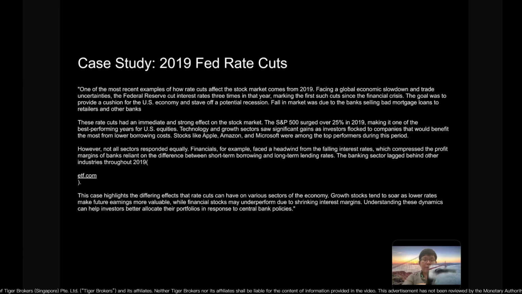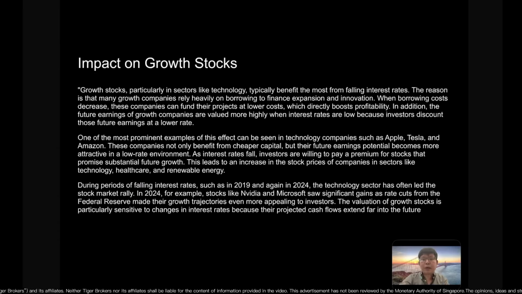Later we will have questions on prices. Now, the impact on growth stocks. Growth stocks benefit the most from falling interest rates. Some of the Magnificent Eight, you remember, actually moved up by 2 times, 3 times, 10 times, 20 times.